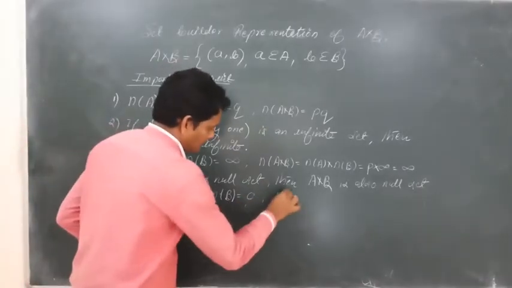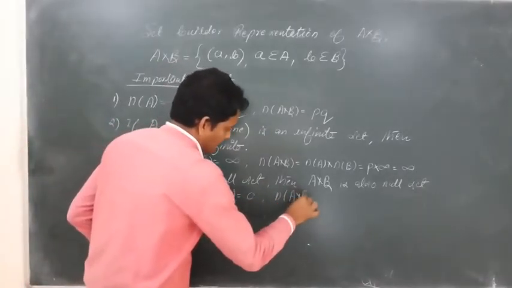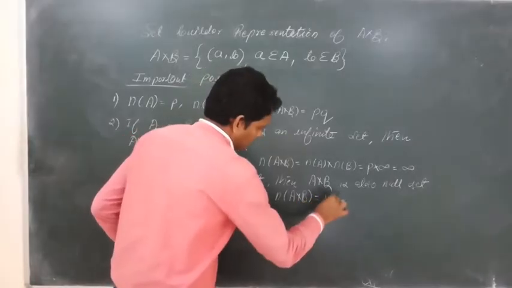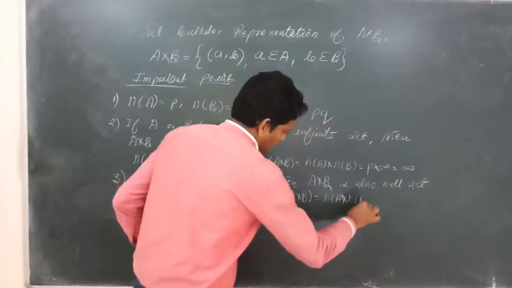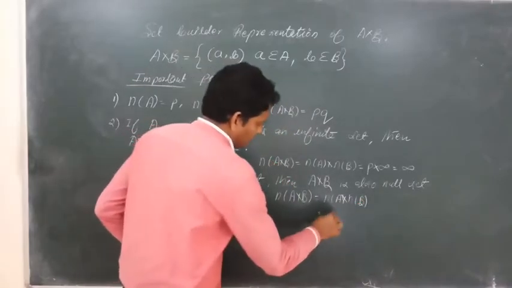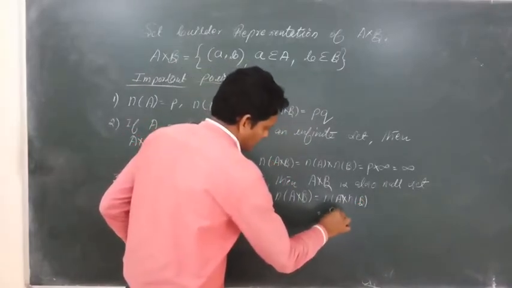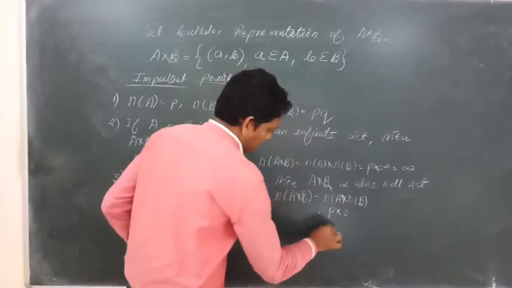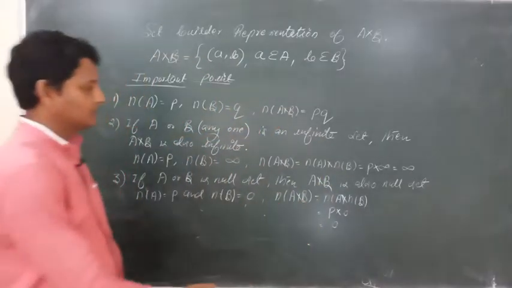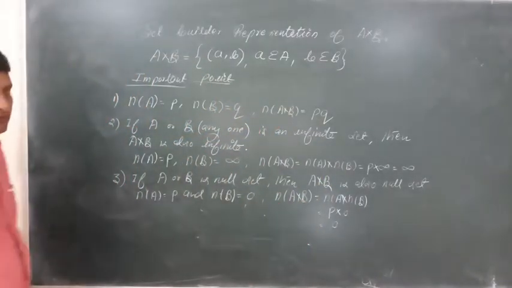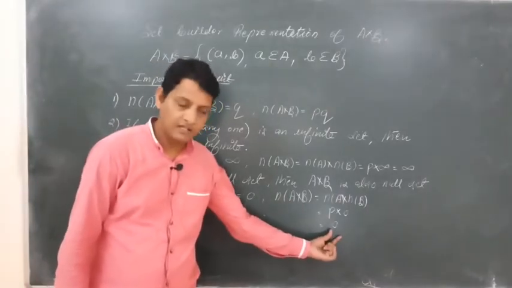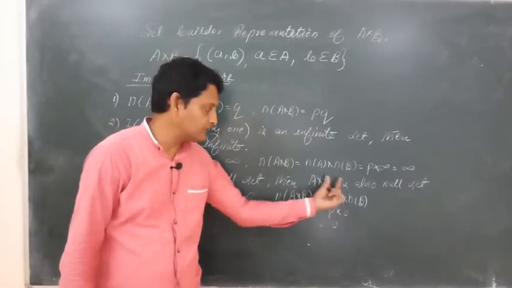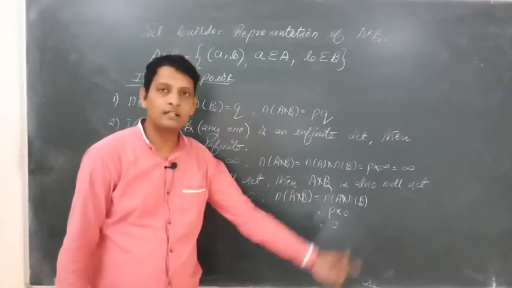Then N of A cross B, what is the formula, children? N of A into N of B. In place of N of A you will write P into 0. What is the answer, children? 0. So that means the number of elements present in A cross B is 0. It has no element. When A cross B has no element, that means A cross B is a null set.